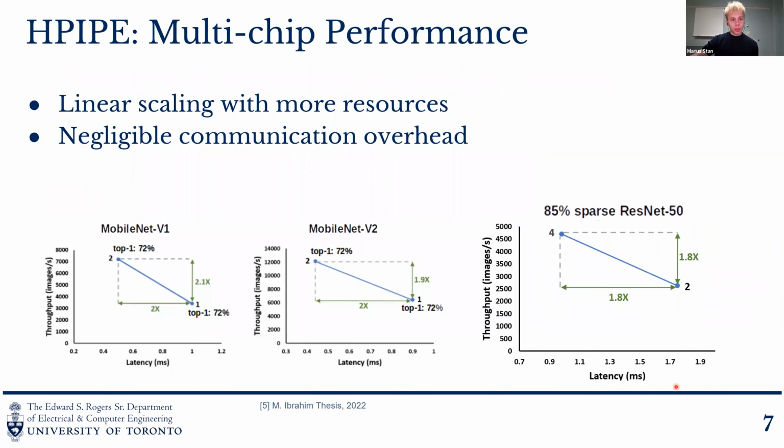Some prior work on HPIPE, which was presented by Mohammed Ibrahim in a seminar earlier this year, is the multi-chip performance work. What he found was that he had linear scaling with more resources and negligible communication overhead. Going from one FPGA, for example, to 2 FPGAs in MobileNet v2, he found that the latency and throughput improved by about 2x, which is what we'd expect. You can find more information about this in Mohammed Ibrahim's thesis if you're interested.